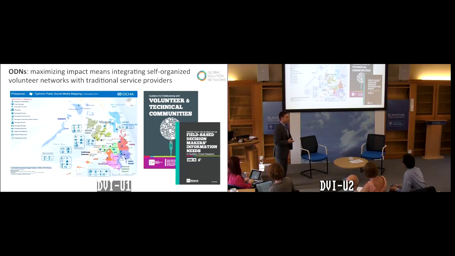Operational and delivery networks, as you remember, Don was describing these as the ones that actually deliver services, and I think when I reflect on the case studies that we've done here and what we've learned about operational and delivery networks, one of the big challenges is the integration of the self-organized networks with traditional service providers.